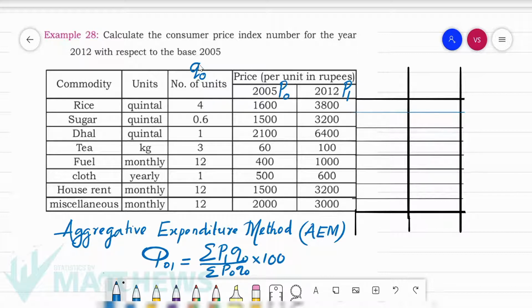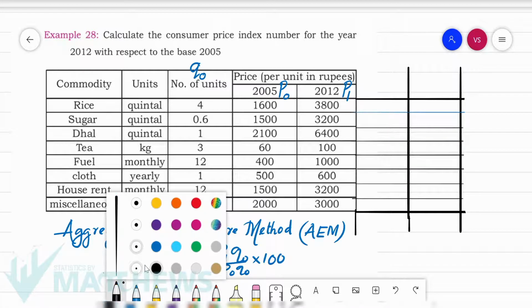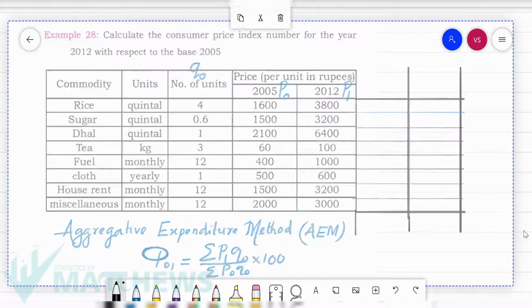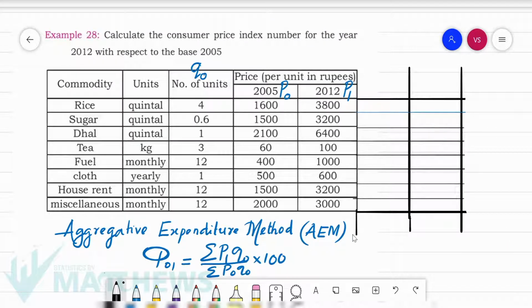Now what we need to do here is find out P1 Q naught, students. Then we need to find out P naught Q naught. So the first column that we need to find out is P1 Q naught. The next one is P naught Q naught. These are the two columns that we have to find out, students. We have Q naught, we have P naught, we have P1. So P1 Q naught, the first one, is P1 and Q naught.